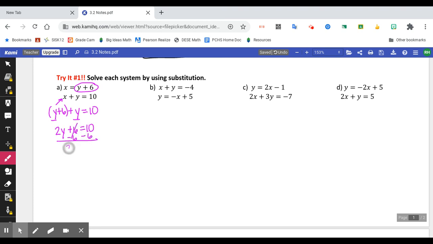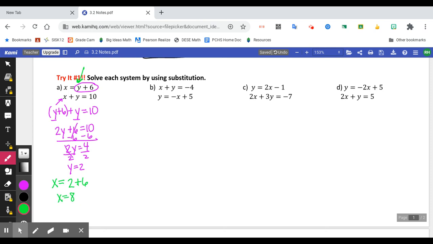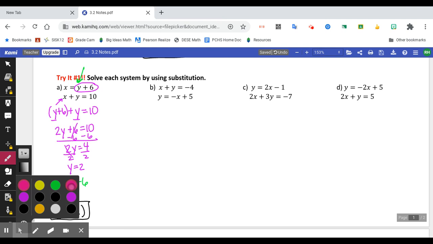Subtract 6. 2y equals 4. Divide by 2, and y equals 2. Now let's take that and plug it back in at the top. So y is 2, which means it's going to go right in here, this top equation. x equals 2 plus 6, so x equals 8. And our final solution would be 8, 2. Okay, let's go to the next one.